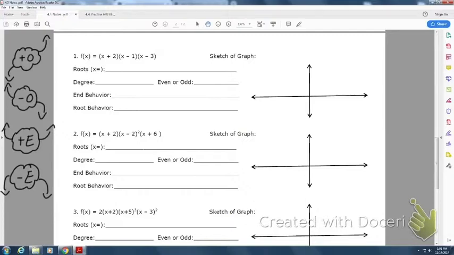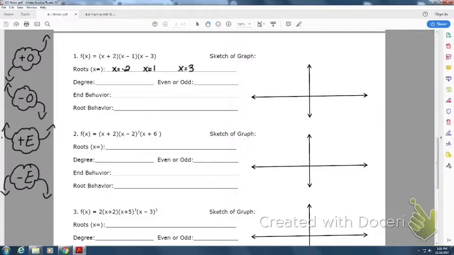So, let's come over here. Just that x plus 2. What x-intercept is that going to give us? Negative 2. Okay. Max, x minus 1 is going to give us what? Positive 1. Jake, x minus 3?